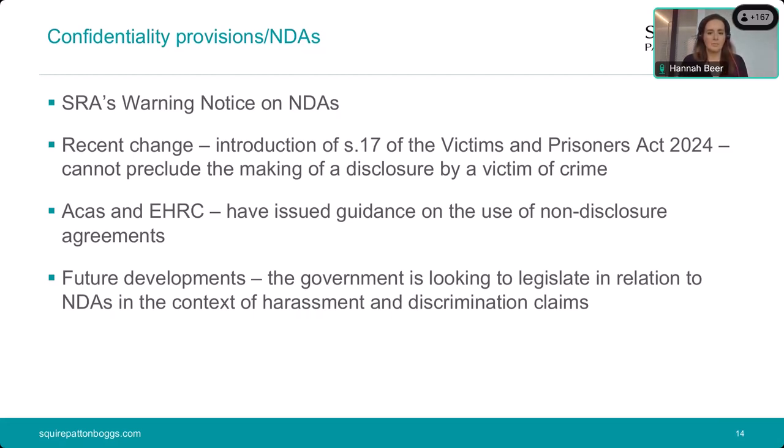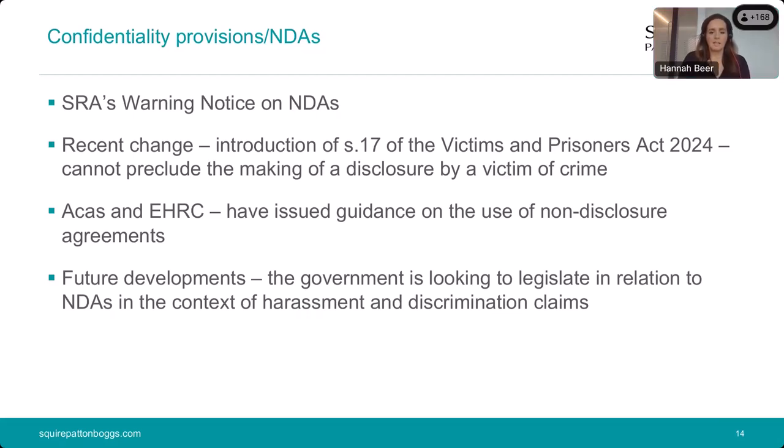For any employees who work in the financial services sector, such as the FCA, the FCA and the PRA rules require that firms have to include relevant wording in settlement agreements, which makes it clear that workers have the right to blow the whistle, essentially.